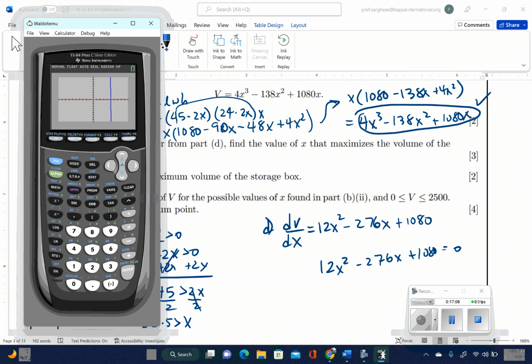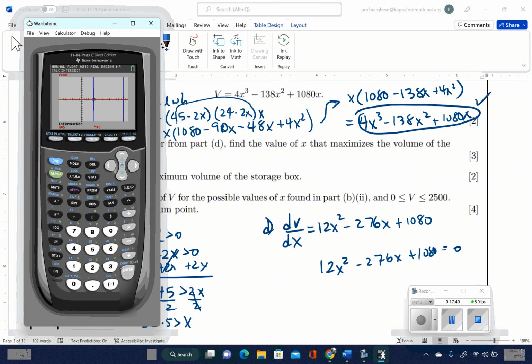Okay, so I don't see the whole curve. I know it should look something like this. So let me change my window. I can change my X max. Let's just make it 20. See if we see that better. Okay, there we go. So I'm looking to see these 2 points of intersection. To do that again, second calc, option number 5 is intersect. So boom, it puts it right there for me.